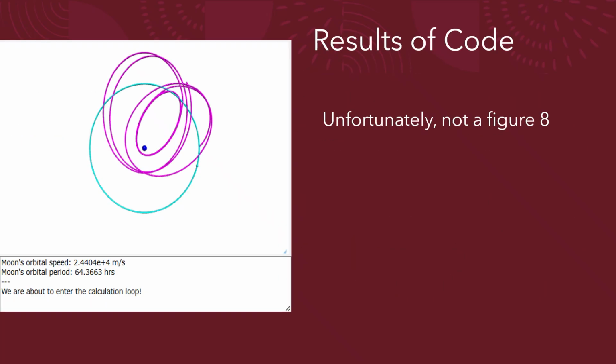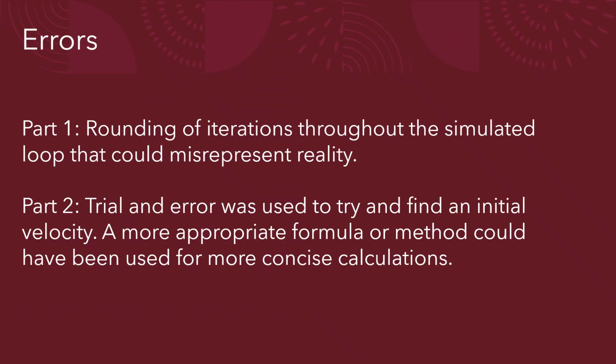These are the results of inputting those as our initial velocity components. Though it does orbit both the moon and the planet, it unfortunately does not create a figure 8. Here are some of the potential errors that could have occurred in both parts.